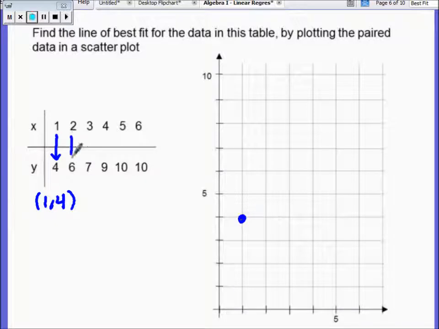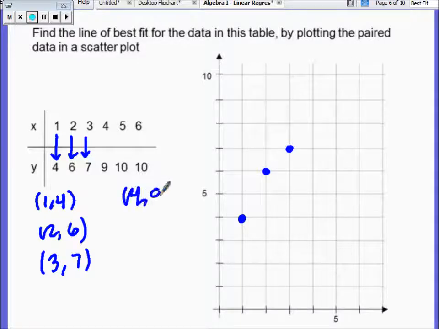Next, we have 2 matching up with 6, which is going to give us 2, 6. 3 is paired with 7, so 3, 7. And so on. We should have 4, 9, 5, 10, and also 6, 10. So go ahead and take a second and finish plotting your points onto your scatter plot.